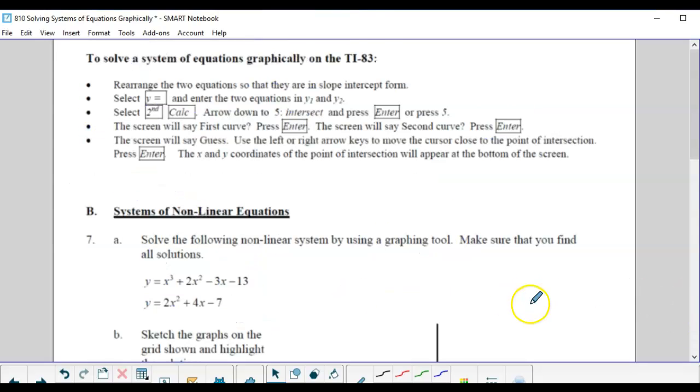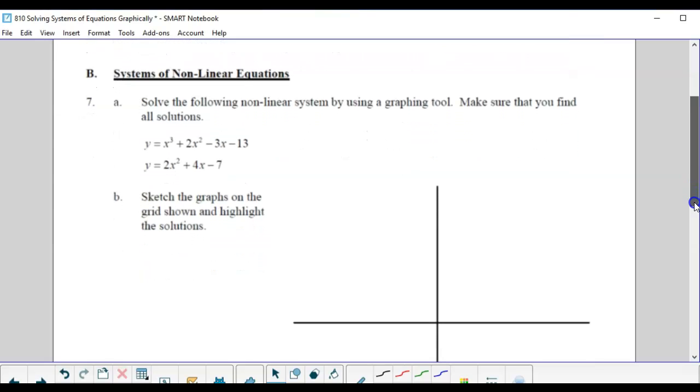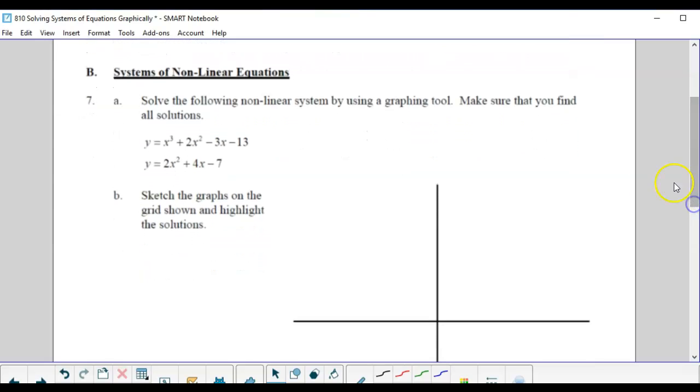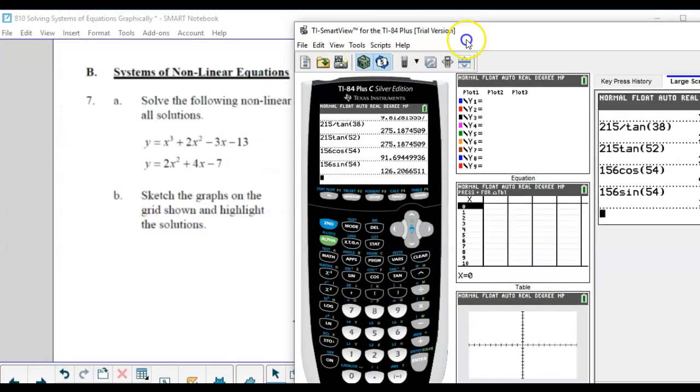Okay, so now we're going to look at solving a system algebraically. So here are the steps in a TI calculator, which I'll go through with you. It says solve the following nonlinear system by using a graphing tool. We will learn some algebraic methods of doing this next semester, but for right now we're using a graphing calculator. So you want to get this out.